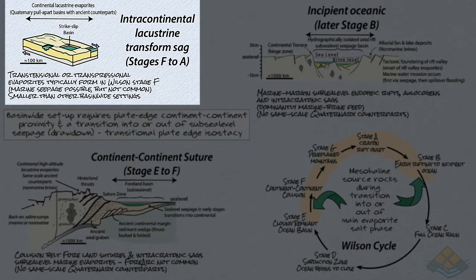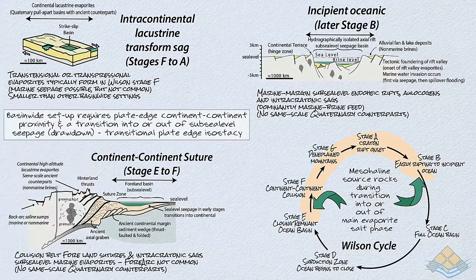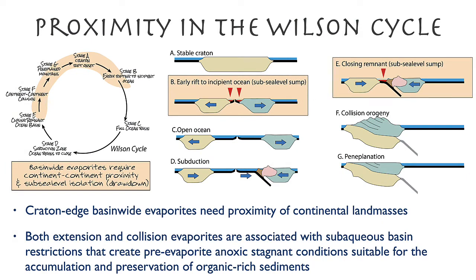We can also have locally intracontinental lacustrine sag basins forming across a broad spectrum of tectonic associations. So within the Wilson cycle, we tend to see continent-continent proximity associated with the formation of Mesohaline source rocks. And this can either be in the opening phase B, where we find Mesohaline lacustrines generally situated below the main evaporite stage, or in the proximal stage prior to the evaporite phase as the closing basin, the remnant basin, becomes increasingly evaporitic. It passes first through a Mesohaline phase and then into the full evaporite phase.